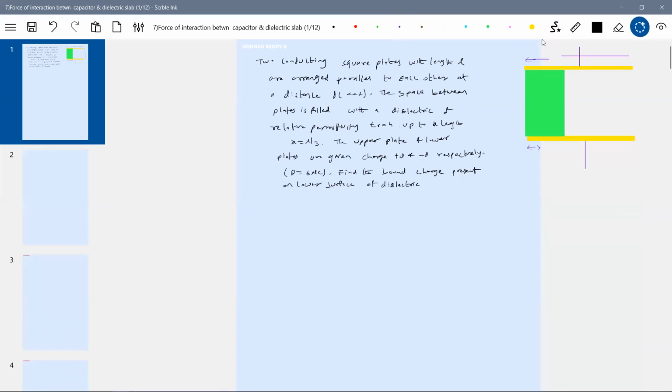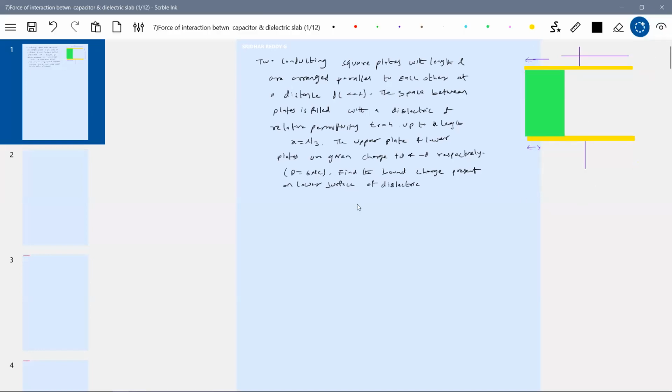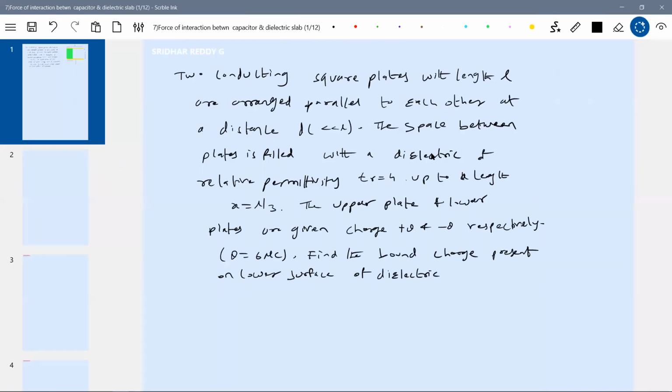I'll adjust it. Oh, some problem is there. I will redraw it. No, read the question.